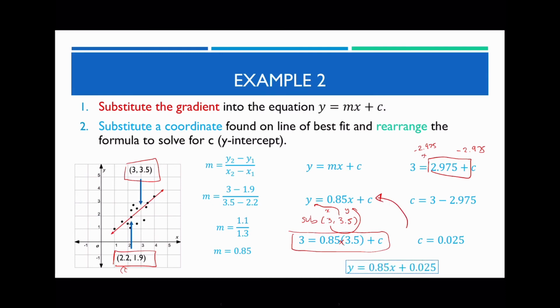So the equation for the line of best fit for this particular example is y equals 0.85x plus 0.025. As I said earlier on, this is going to be quite nerdy. So all these calculations might be complex, but if you do a lot of practice, you'll eventually get it.